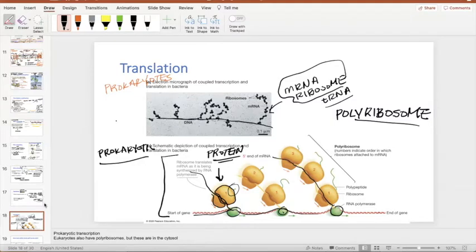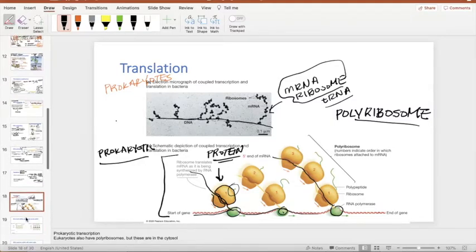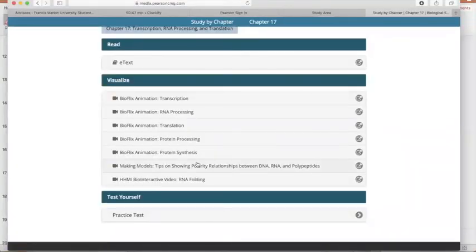So I'm actually going to go to your website for your textbook, in your study area, and I'm going to show you some of these little videos. This first one I'm going to show you is called the RNA processing video. And what I want you to notice is where the mRNA is made and then how it leaves the nucleus. So let's take a look at this.